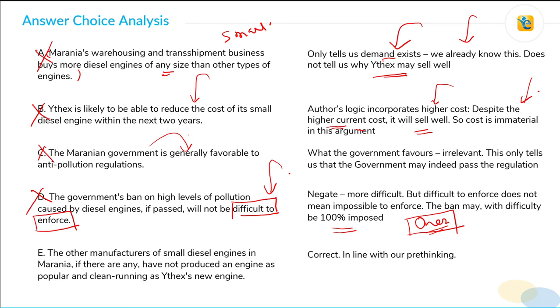So option E says the other manufacturers of small diesel engines, if there are any, have not produced an engine as popular and as clean running as Ythex's engine. This is actually in line with our pre-thinking. Pre-thinking talked about the situation where, what if there is some other competitor who produces an engine that is as good and as popular, so as clean running and as popular. So let's do a small deep dive into option E, because for some of you who did not choose option E, I can show you where you faltered.